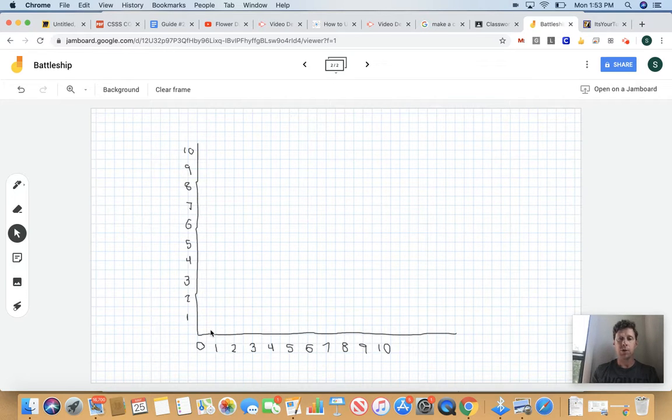I'm challenging you to a game of Battleship this week. I'm going to send out a grid that looks just like this. It's going to be an empty grid. And I'm going to have you do a couple of things. The first is I'm going to have you label the axes.